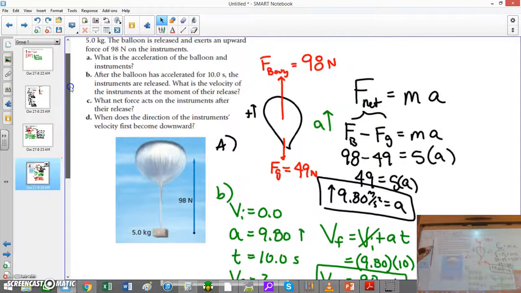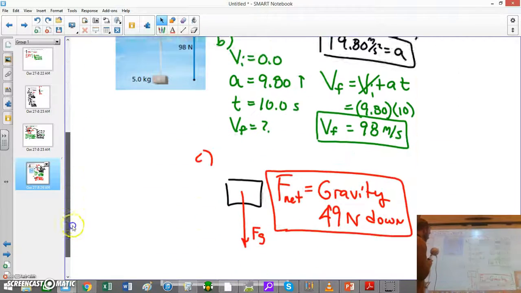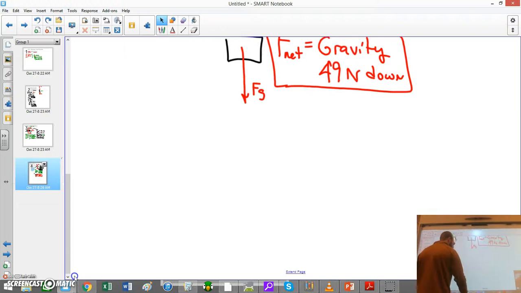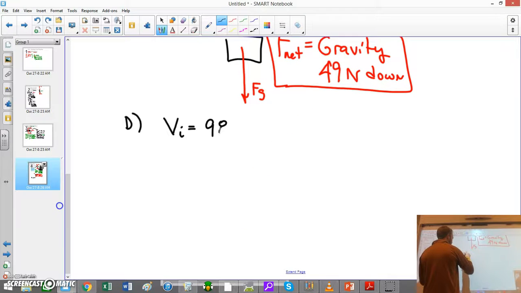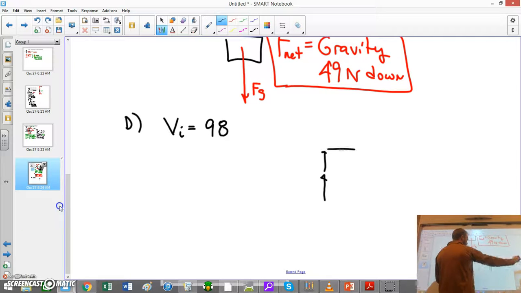And part D, when does the direction of the instrument's velocity first become downward? Ooh. When do they start moving downward? So you know what I'm going to do? I'm going to say that their initial velocity is 98 meters per second in this direction. So right when it lets go. So this balloon is taking this thing up, and then it cuts the cord, and these things go up, and then they stop and they come back down.